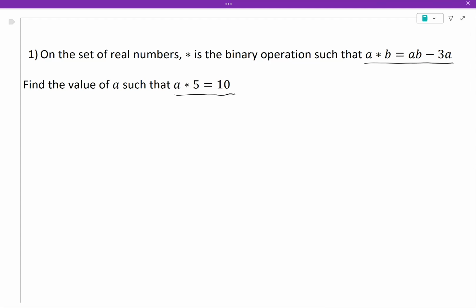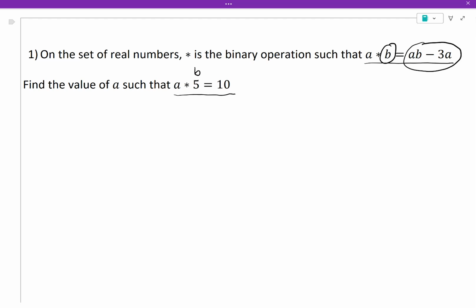Previously we've been given two elements and we needed to find the output. This time we've been given one of the elements and the output, and then we need to find the other element that would have to combine with it. So if we look at what we've got, our left element is a, so that means 5 is our b. Essentially what we can do here is substitute 5 into b in ab take away 3a, and the result should be equal to 10.